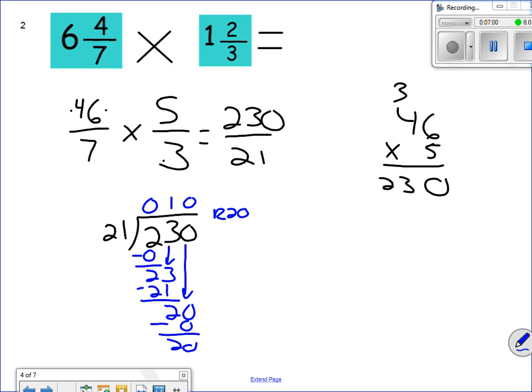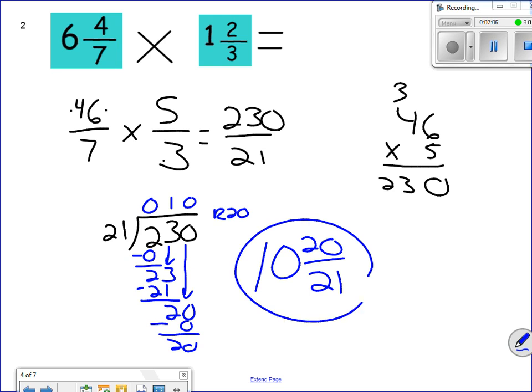This is what this means, kids. 10 is my whole number. 20 is my remainder. 21 is still my denominator. 10 and 20 over 21 is your answer.